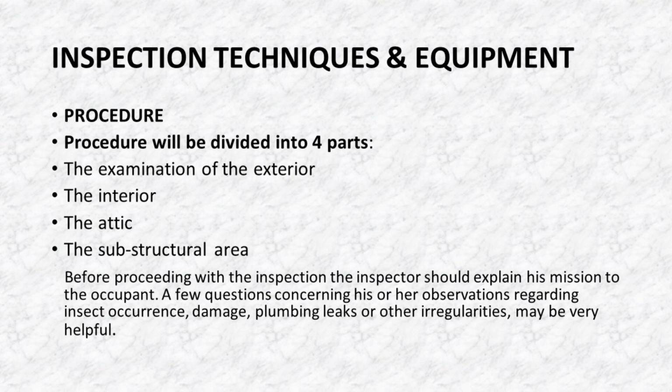Inspection techniques and equipment. Procedure. Procedure will be divided into 4 parts: the examination of the exterior, the interior, the attic, and the substructural area. Before proceeding with the inspection, the inspector should explain his mission to the occupant. A few questions concerning his or her observations regarding insect occurrence, damage, plumbing leaks, or other irregularities may be very helpful.